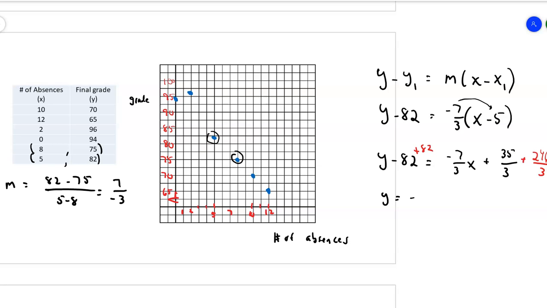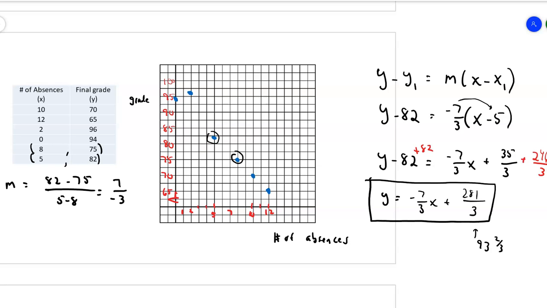And I get y equals negative 7/3 x plus 246 plus 35 gives me 281. All right, what is 281 divided by 3? It's 93 2/3. So here's the equation for my line.